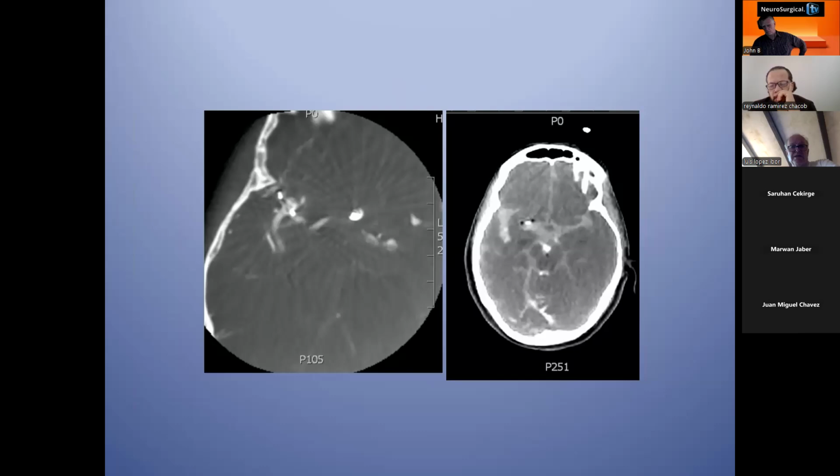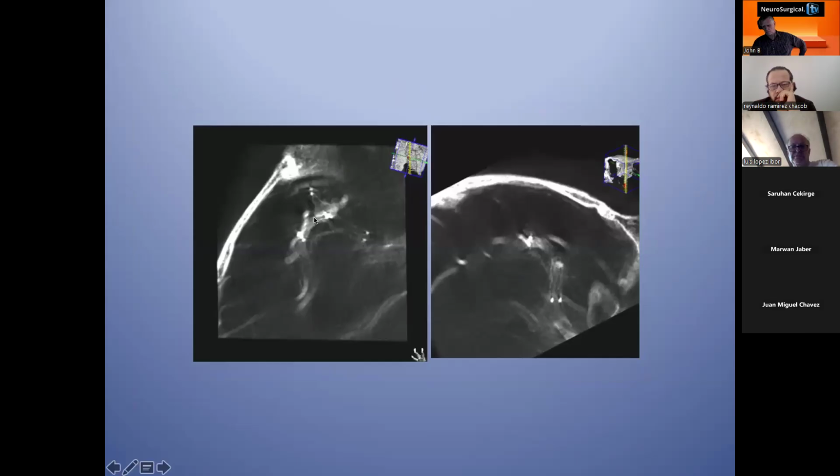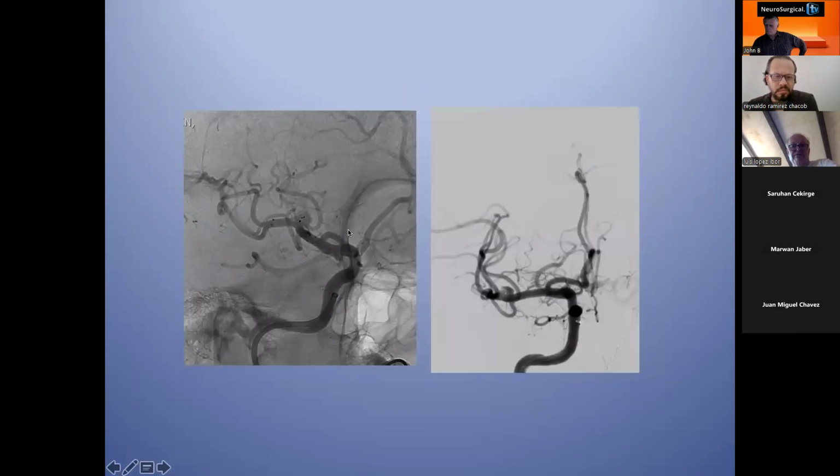CT scanner. This is the web, the vessel, but it's open. The stent, the web inside. Finally, the result is this. Some part of the aneurysm is still open.